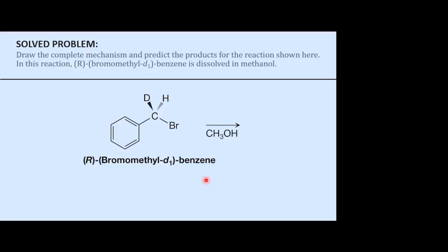Okay, so let's draw a complete mechanism and predict the products for the reaction shown here. In this reaction, we have this reactant right here. It's going to be dissolved in methanol. So without anything to structure yourselves around, you got to predict this now. I'm going to give you another minute or two, and then I'll start moving along, okay? Try to work through as much of that as you can.